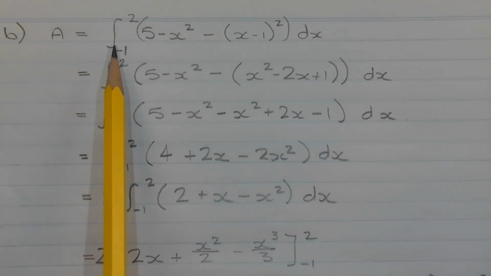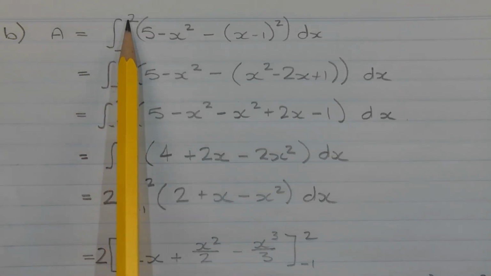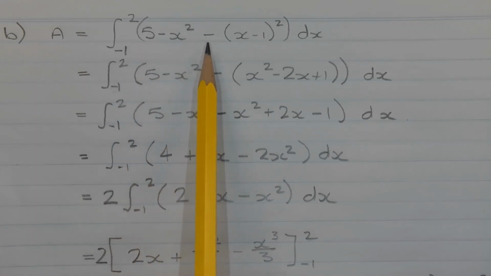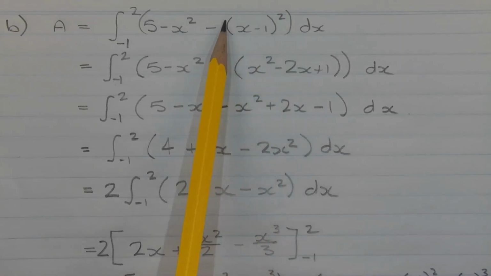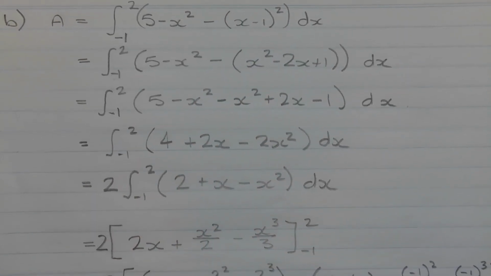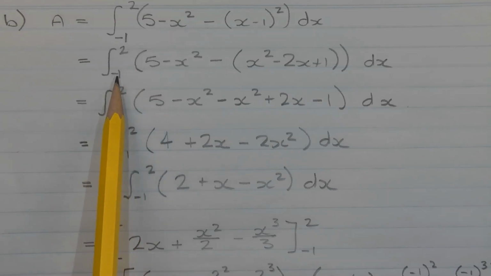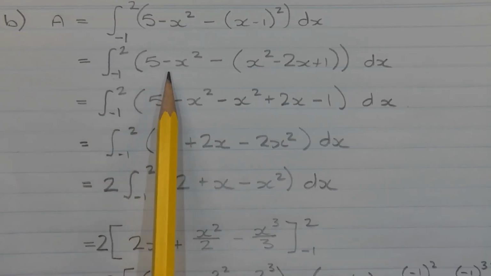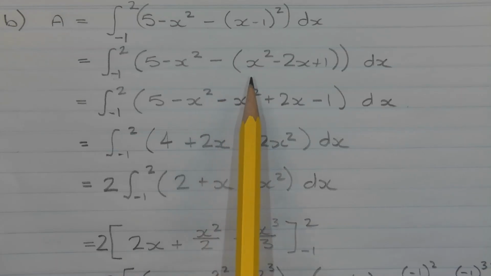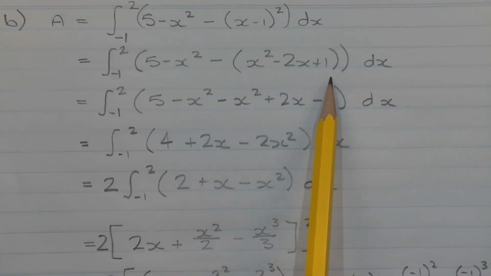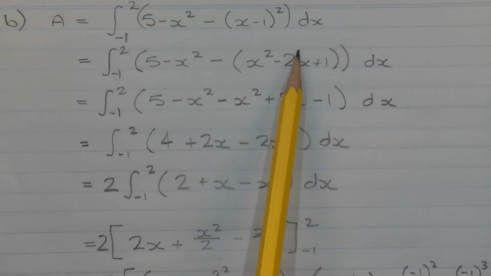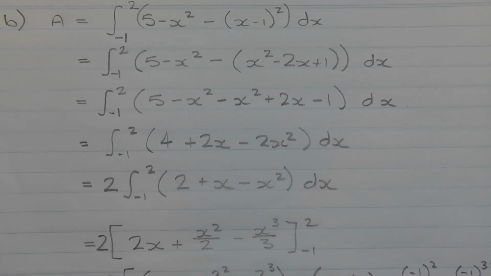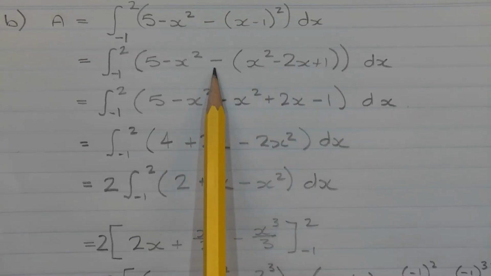So the area A is given by the integral from x equals negative 1 to x equals 2 of 5 minus x squared minus (x minus 1) squared dx. Expanding this bracket using perfect square expansion, we get the area is equal to the integral from negative 1 to 2 of 5 minus x squared minus (x squared minus 2x plus 1) dx. It's important to keep the expansion in brackets for now. In the next step, I'm going to expand this bracket, so this negative will be multiplying all terms inside this bracket.